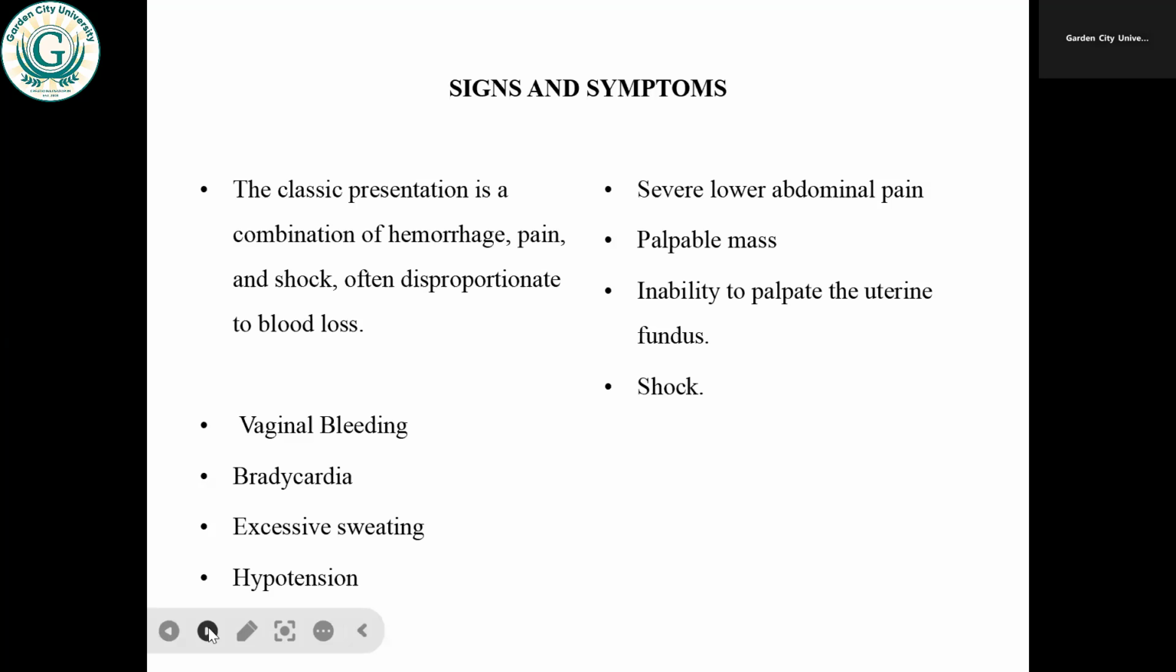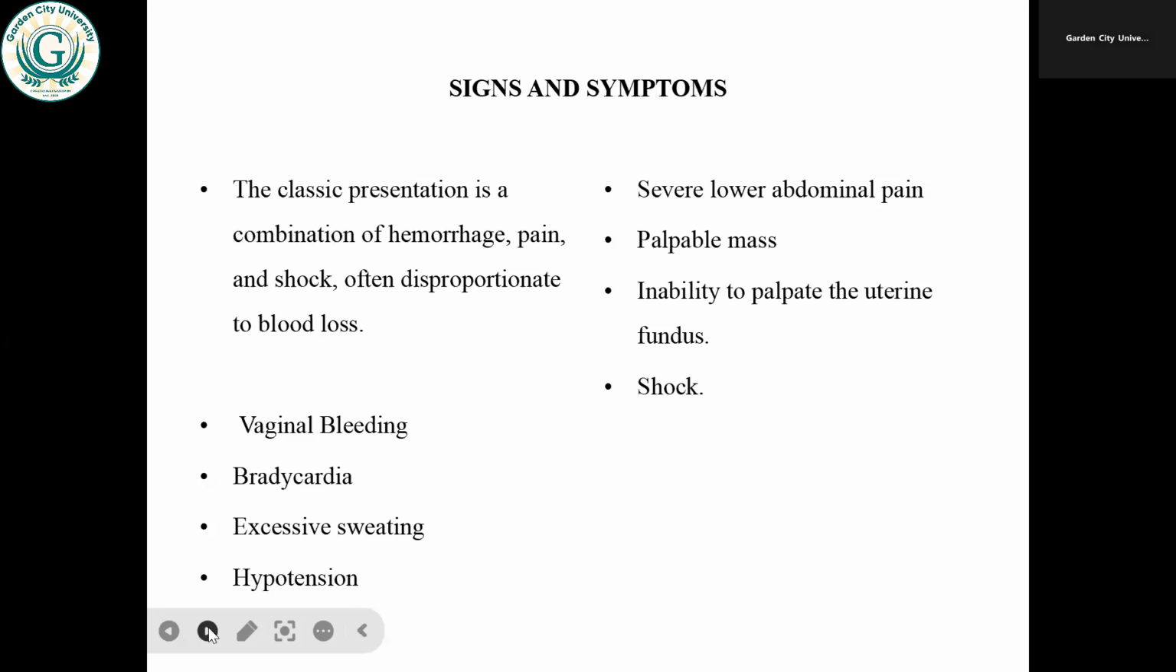We say the classic presentation is a combination of hemorrhage, pain, and shock, often disproportionate to blood loss. There's normally vaginal bleeding during uterine inversion. And secondly, we have bradycardia.